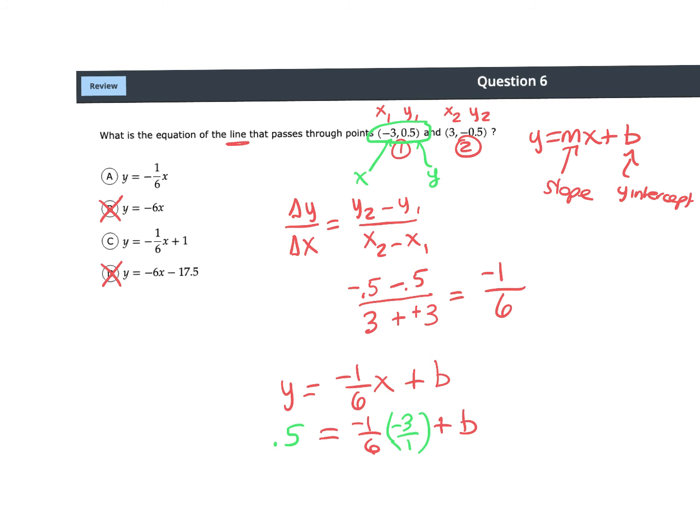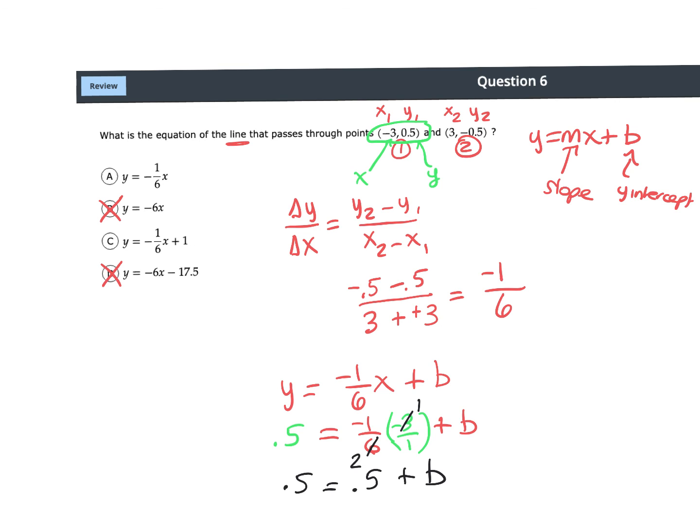So now when I do this, I can cross cancel. I can say this cancels out and I have your negative 3 turns into 1, and then 6 would turn into 2. So what I have is I have 0.5 here on the left equals negative times a negative is a positive 1/2. So positive 1/2 plus b.